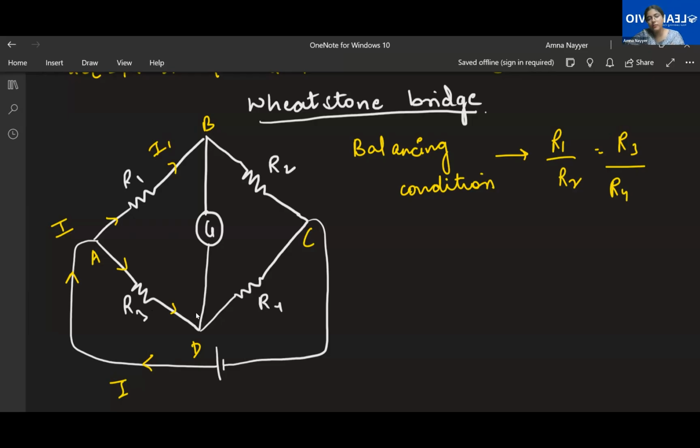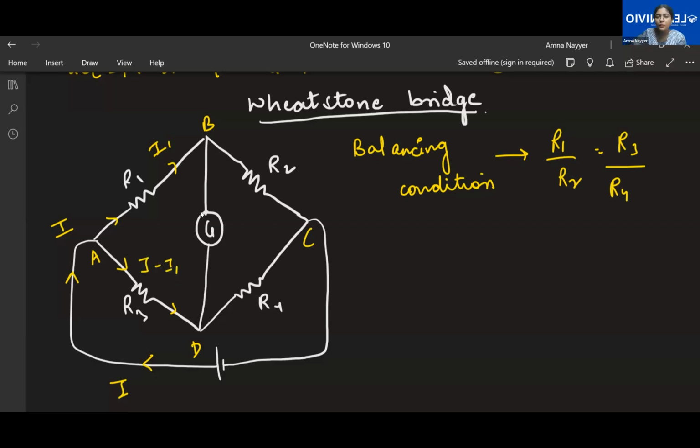I current was coming, I1 has gone across AB. So what do you think is the value of current across AD? I minus I1. Yes. Ali and Ubaidullah correct. Yes, this will be I minus I1.